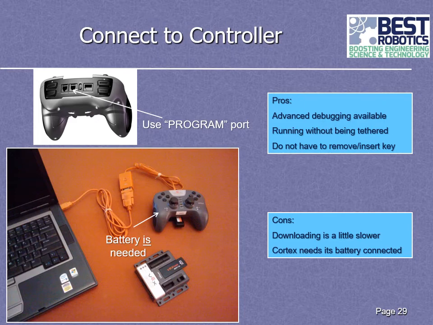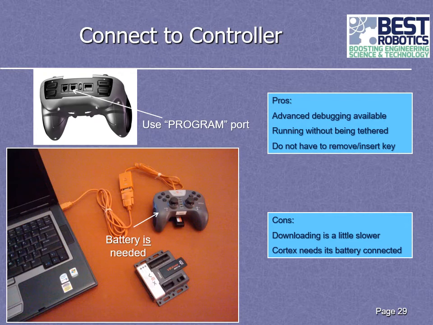The pros for this are basically you have the ability to debug in real time, meaning while you're running your robot, information is coming back from your robot to your computer, and so there are methods for being able to display that information. Of course, I'm not going through that here, but it is a possibility. You can run without being tethered, and you don't have to remove and insert keys in order to do this. And as soon as you build and download, you can pick up your joystick and start running your robot. You don't have to do any fiddling with it.